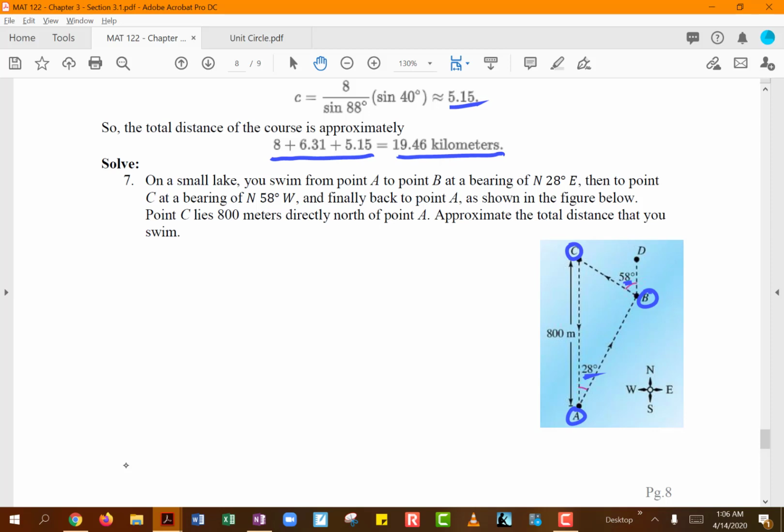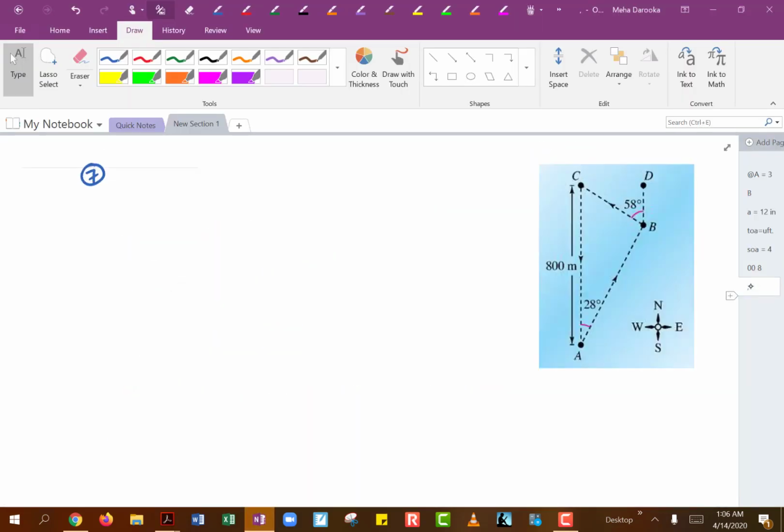And then of course we swim back to point A where we started out at, and they're telling us point C lies 800 meters directly north of point A. So that's our 800 meters here. And it's very similar to what we just saw in example 7. They want to know what's the approximate total distance that we swam from point A to point B to point C. So let's go ahead and see what information we can gather from this side.